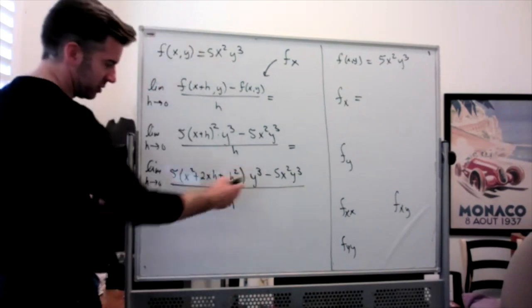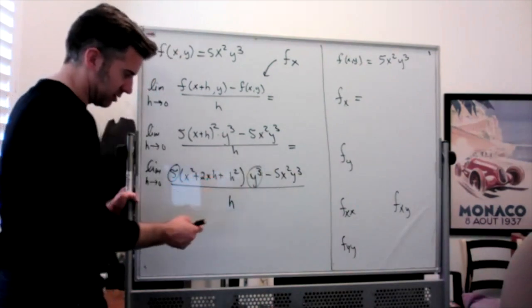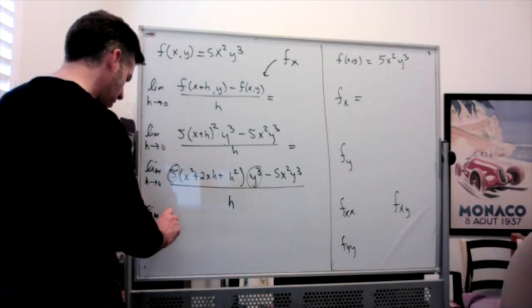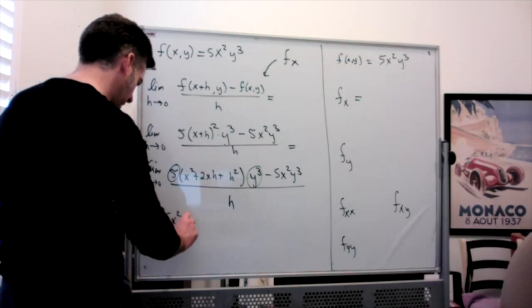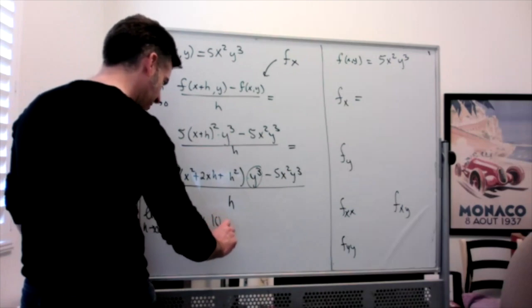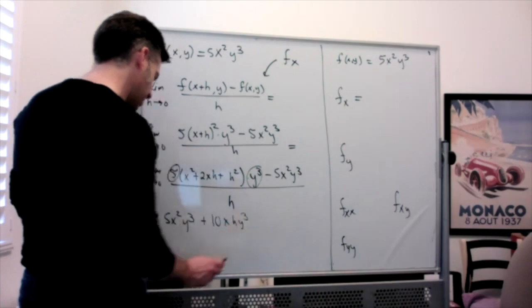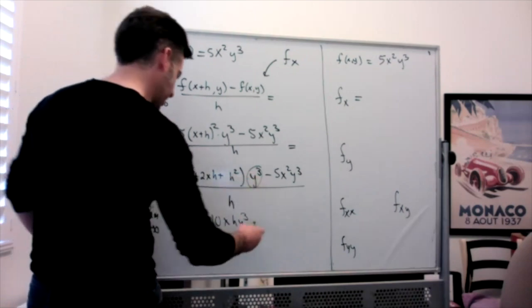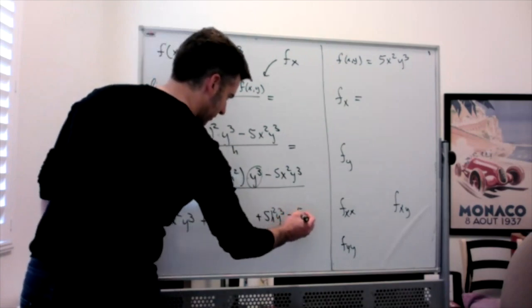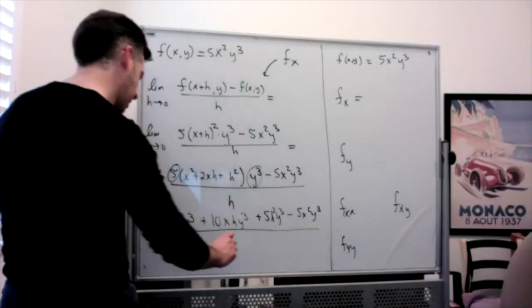The way I would look at this first part is it's 5y cubed distributed to each of these things. So it's 5y cubed times x squared. So I'm going to get the limit as h goes to 0 of 5x squared y cubed, and then 5y cubed times 2xh is going to be 10xh y cubed, and then 5y cubed times h squared is going to be 5h squared y cubed, minus 5x squared y cubed all over h.